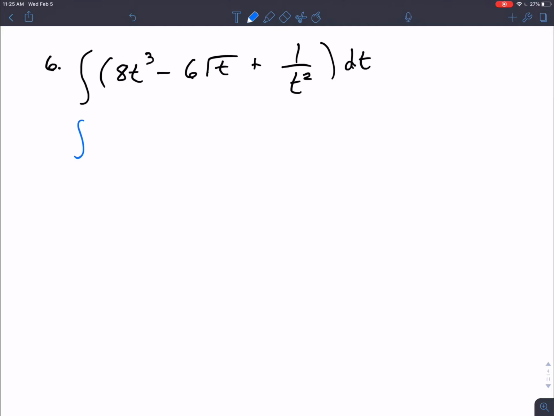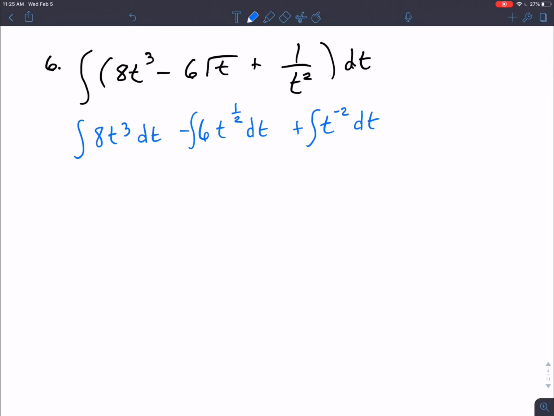So we'll have 8t cubed dt minus 6. Now I want to rewrite that as an exponent, so that's t to the 1/2 dt plus, and I'm going to bring this one up as a negative exponent dt. So you can kind of do that all at one time. So minus the integral, minus the integral. Okay, let me just make sure I didn't miss anything there.